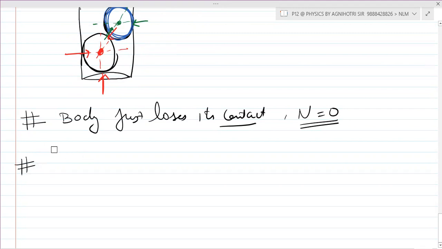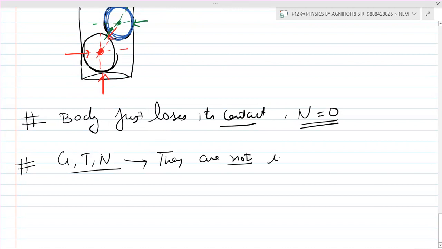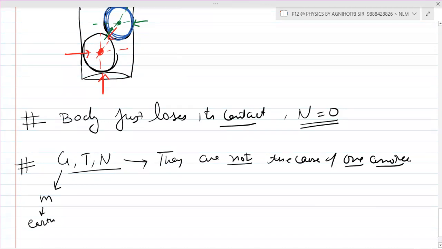Right now, we have discussed three forces: gravitational force, tension, and normal reaction, and we are yet to discuss the spring force. Now, let me tell you, they are not the cause of one another. So what do I mean? If you say the gravitational force is due to this force, that is not there. It's a source or the medium. For gravitation to act, you should have the mass, and definitely some earth or planet.